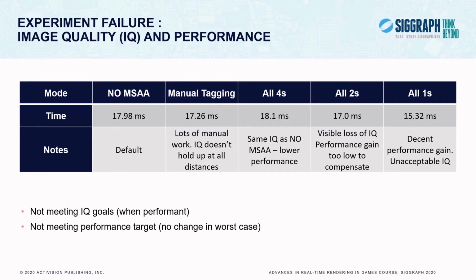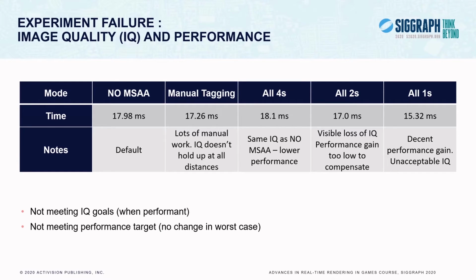However, when we actually look at the performance counts, we can see that not everything is looking that great. So first and foremost, with no MSAA rendering, just standard scene rendering, we're looking at 18 milliseconds. When we allowed our artists to manually tag objects in the scene, we ended up with about 17.26 milliseconds. It required a lot of manual work, and the image quality didn't always hold up at all distances. Then, if we were actually trying to run the game at the same quality as no MSAA, we ended up actually running slower than no MSAA mode, even though we put a lot of effort into this. The image quality was obviously the same as no MSAA, however, the performance was lower.